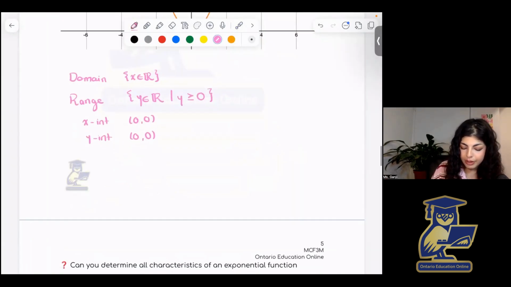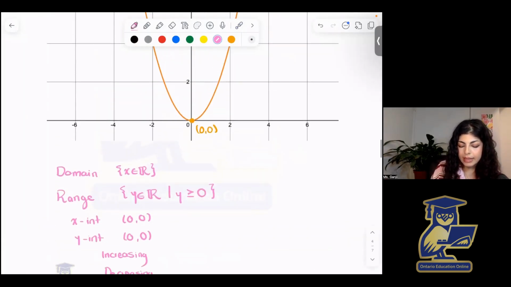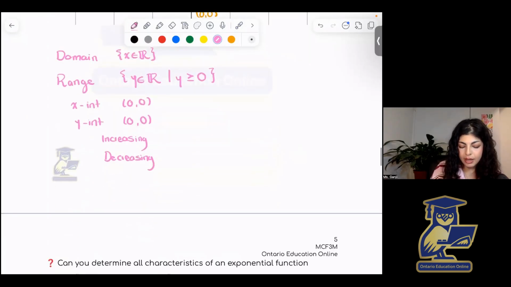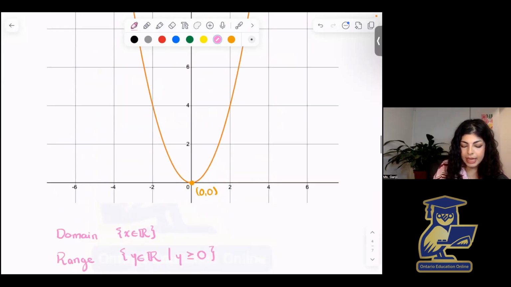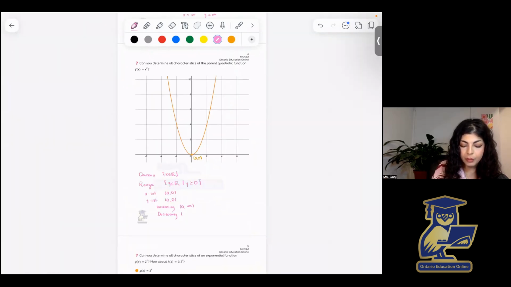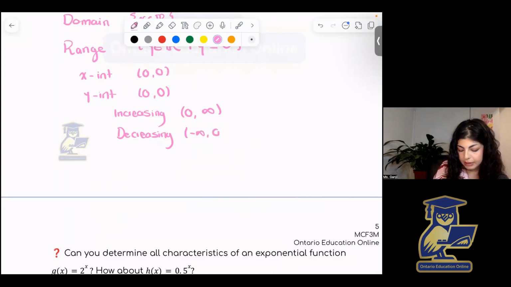Then we have our increasing interval and our decreasing interval. So here we see that as x is growing, then the function is growing, so 0 to infinity. Whereas in this case, as x is growing, so from -6, for example, to -4, we will see that our function will actually be decreasing. So we have negative infinity and 0.